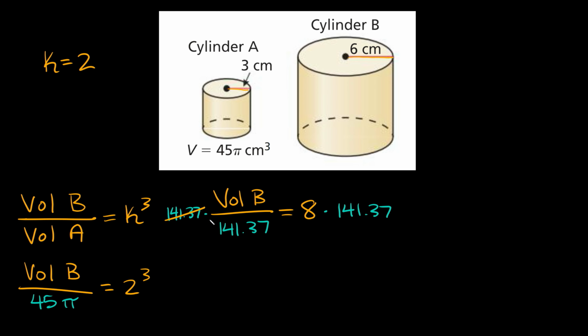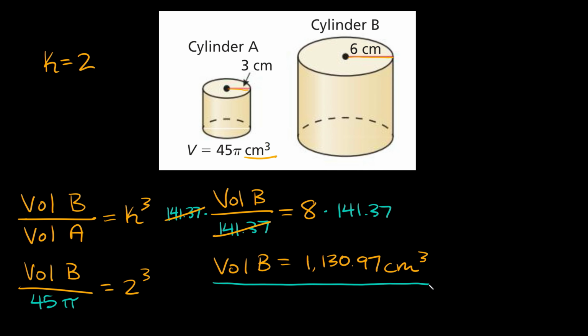So on this side, these cancel out, and all we're left with is the volume of cylinder B, and that's going to be equal to 8 times 141.37, which is equal to 1,130.97. And what are our units? Well, it looks like we're working with centimeters cubed for the volumes, right? So this is going to be centimeters cubed. So this is the volume of cylinder B.